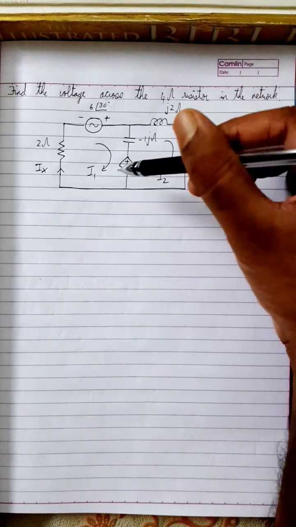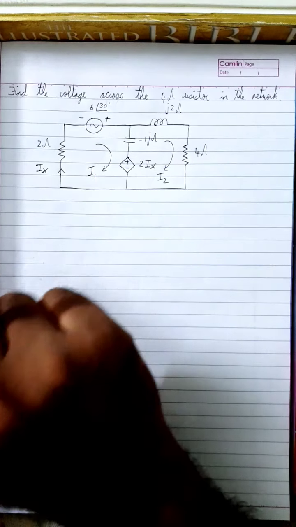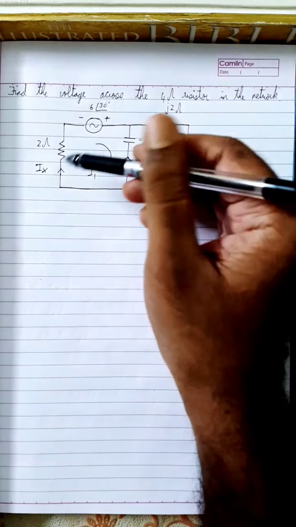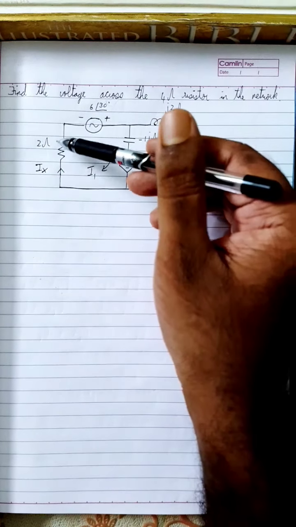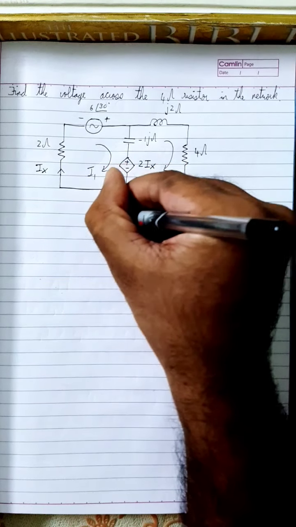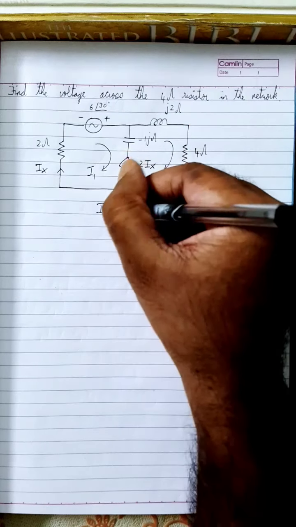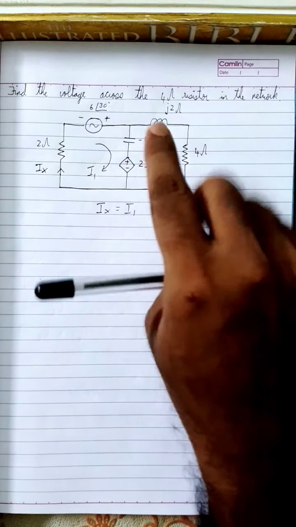Now what is the value of ix? First you need to define the equation of ix, right? So ix is the current through this branch, and according to your mesh current, the current through this branch is also I1. Therefore the equation for the source is ix is equal to I1. Therefore, that is the equation of this dependent source. So that's the only difference.